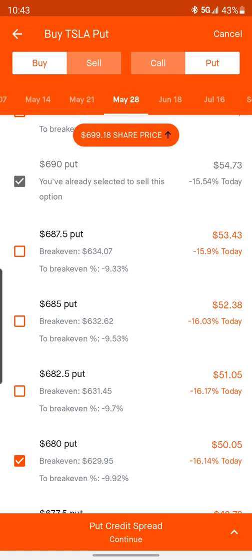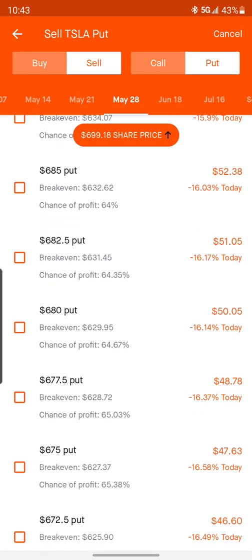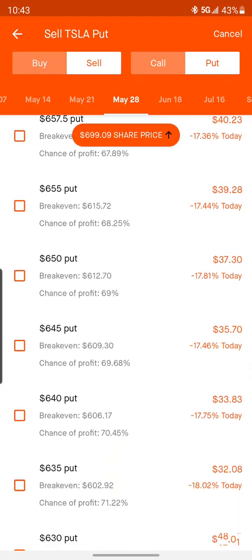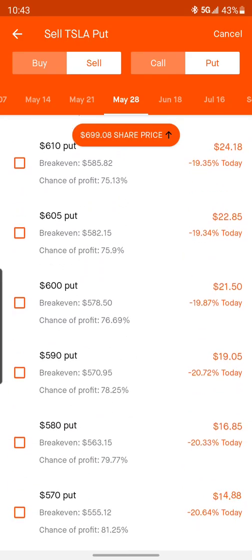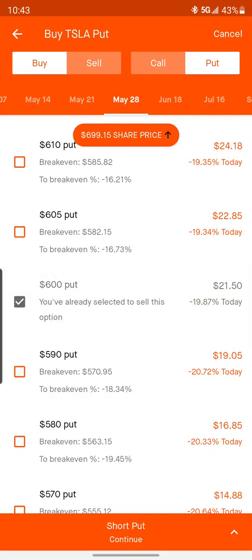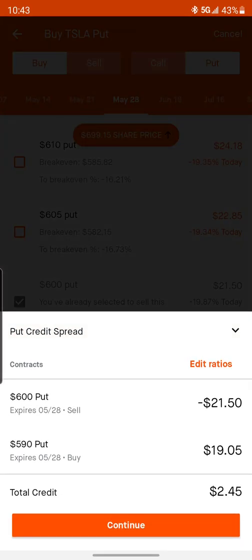And let's take a look at one that is really safe. So this is likely what would be the optimal play, and we'll look at that 600. I think 600, 590. So here's our credit here, $2.45, $245.